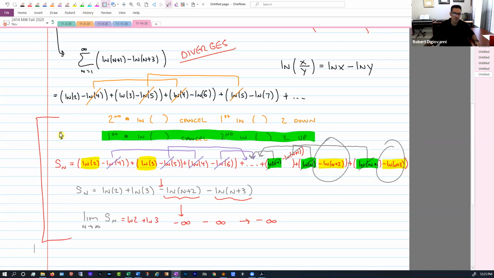If you don't do this step and you just look right up here at this line, you may be falsely under the impression that all you're left with is these two, and your answer is natural log of 2 plus natural log of 3. That is not correct. This diverges. The only way you see that is by writing out the nth partial sum, collapsing everything away, and seeing what you're left with, okay?